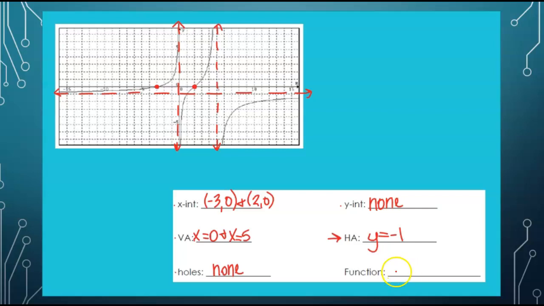If I'm going to start with my function, how do I start it? F of x equals, and it's a rational equation, so I'm going to draw a fraction bar. Very nice. Okay.